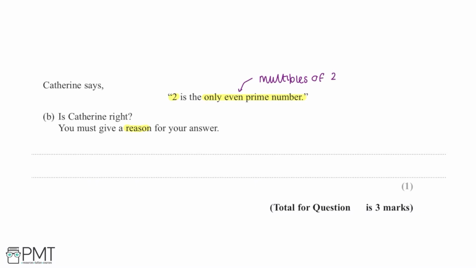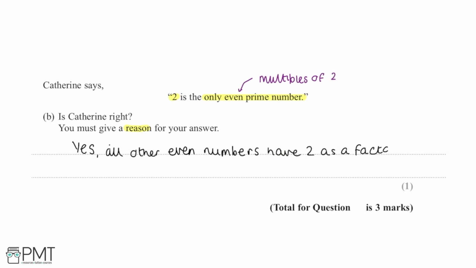Now, for a number to be prime, it must have only factors of 1 and itself. So if it's even, it must also have this factor of 2 and therefore cannot be prime. So in this instance, yes, Catherine is right, and that's going to be because all of the other even numbers, so all even numbers greater than 2, have the number 2 as a factor, so cannot be prime themselves. However, 2 has factors of 1 and 2, so 1 and itself, so therefore is prime.